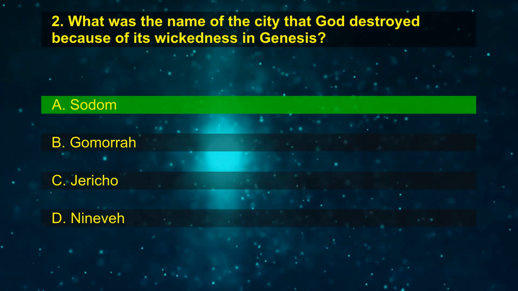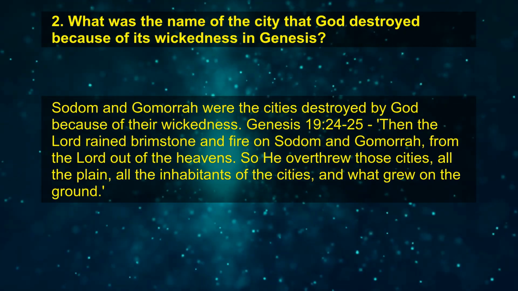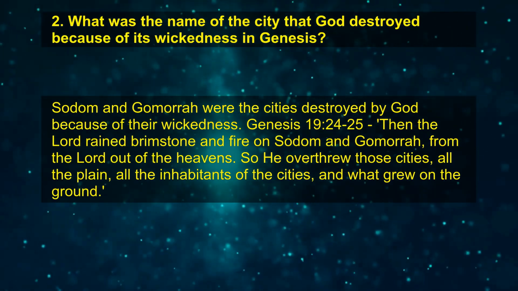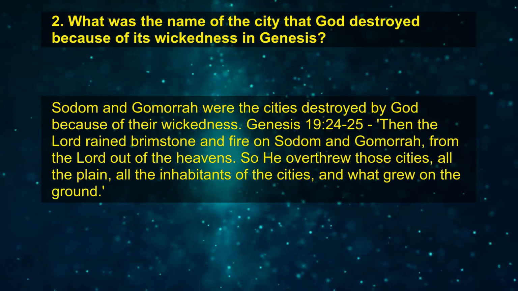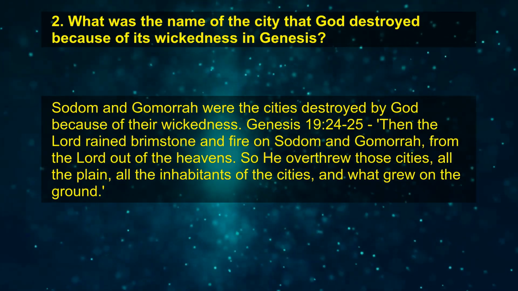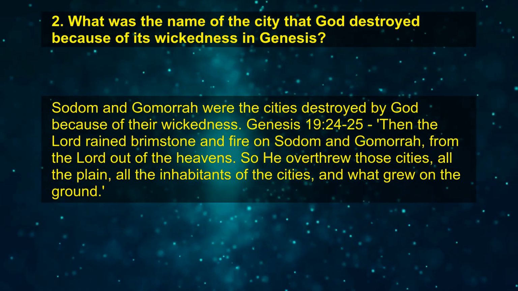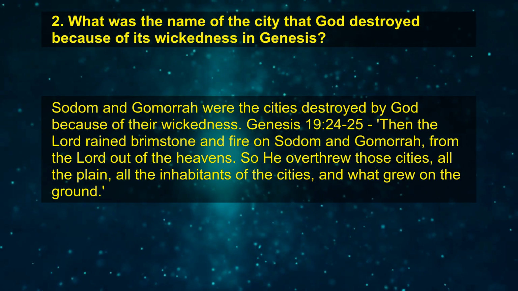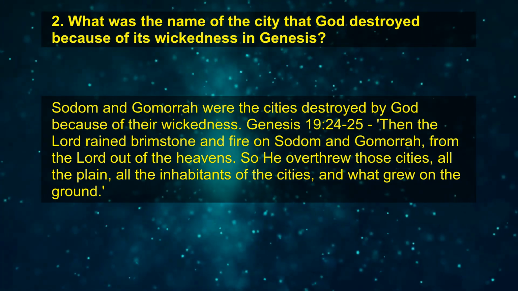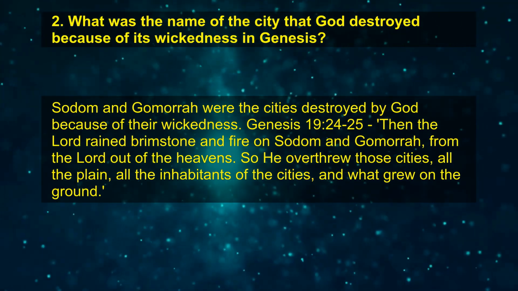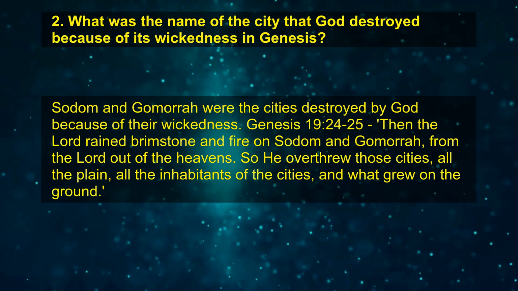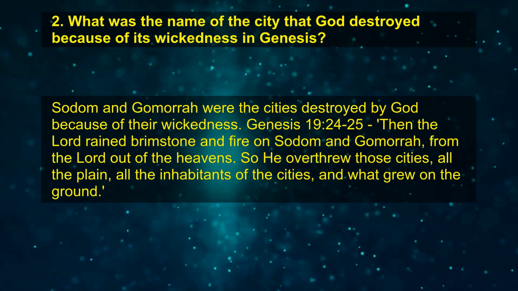Right answer is A. Sodom. Sodom and Gomorrah were the cities destroyed by God because of their wickedness. Genesis chapter 19 verses 24 to 25. Then the Lord rained brimstone and fire on Sodom and Gomorrah from the Lord out of the heavens. So he overthrew those cities, all the plain, all the inhabitants of the cities, and what grew on the ground.